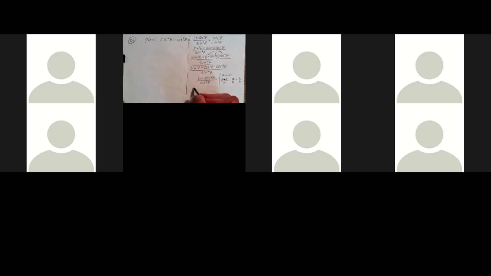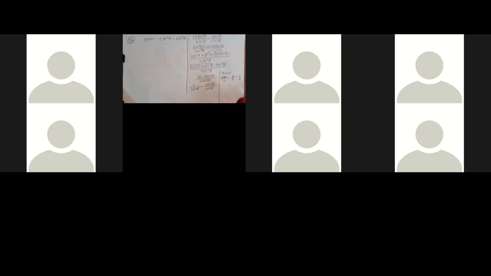I can put the 1 over sine fourth theta minus cosine to the fourth theta over sine to the fourth theta. We can do that. You can always split this up as the difference of two fractions. You can use this property.